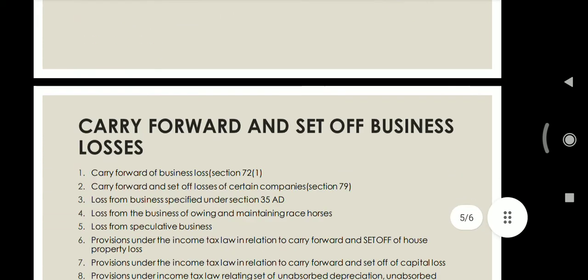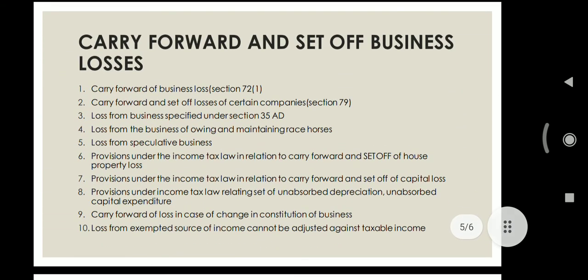Then carry forward and set off of business losses. There are certain cases on how to carry forward and set off business losses. The first case is carry forward of business loss, section 72 subsection 1. In this case, business loss can be carried forward for 8 succeeding previous years to be set off against income under the head profits and gains of business or profession.